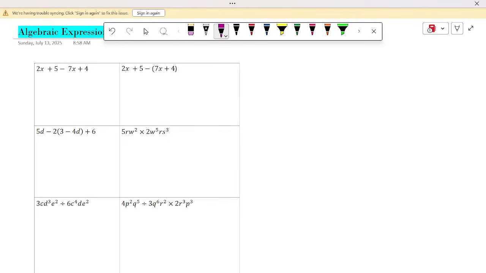Today I'll be doing algebraic expressions from Form 1 Chapter 5, which involves multiplication, addition, subtraction and division of algebraic fractions. Okay, let's first discuss questions on addition and subtraction.